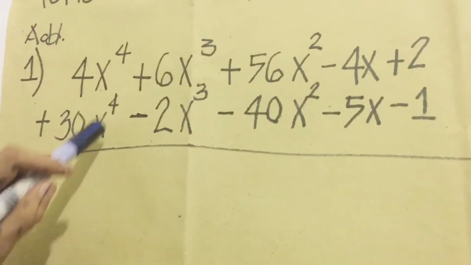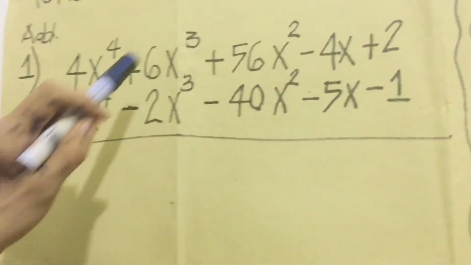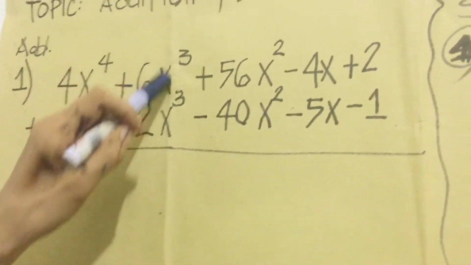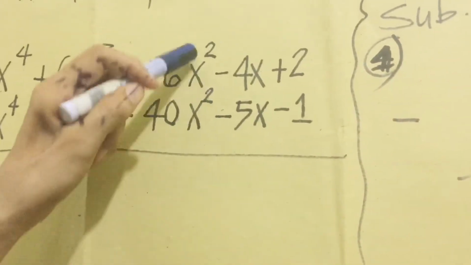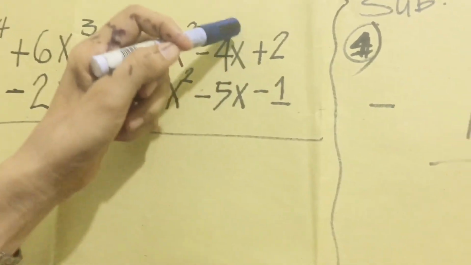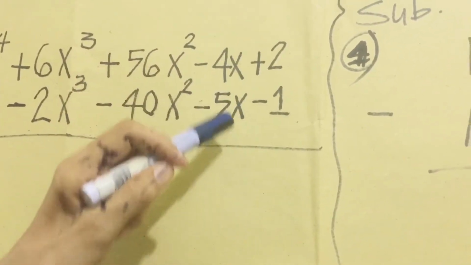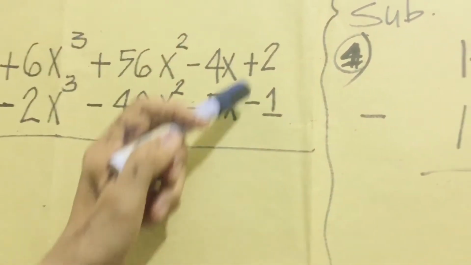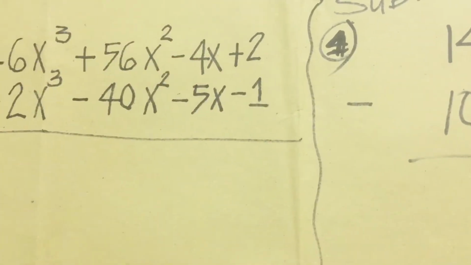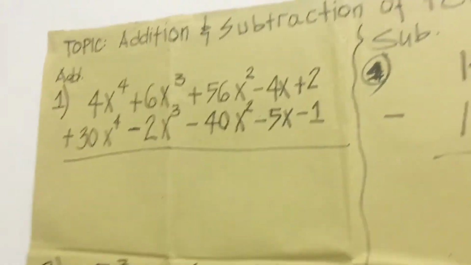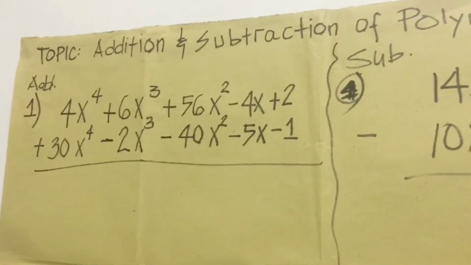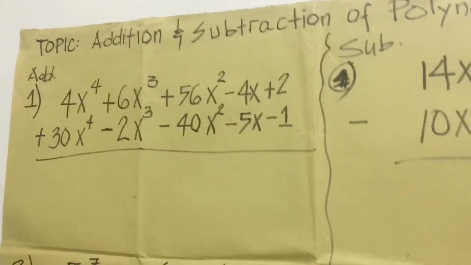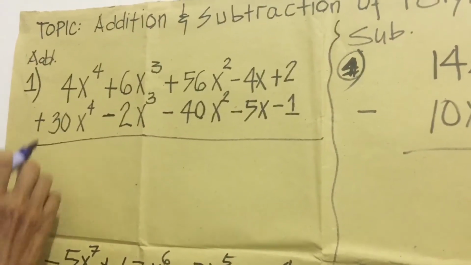Tapos, yung i-add natin dapat the same exponent. The same exponent, the same variable. The same variable, same exponent, and constant number. Pag naka-arrange na lahat, na-check na natin na okay na, yun ang time para mag-add tayo ng polynomials.